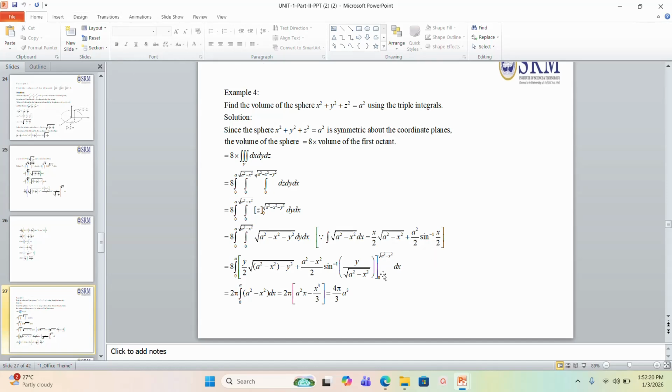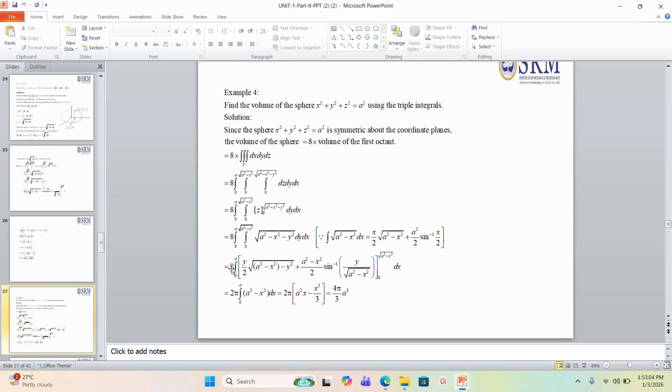Upper limit minus lower limit we can apply. The upper limit of y is equal to root of a square minus x square. So a square minus x square minus a square minus x square equal to 0. So for this term, upper limit is 0 minus lower limit of y equal to 0. 0 into anything is 0. So the whole first term is 0 for both upper and lower limit. Plus a square minus x square by 2 into sine inverse of y equal to root of a square minus x square, it is cancelled. Sine inverse of 1 equal to pi by 2. So pi by 2 into a square minus x square by 2.